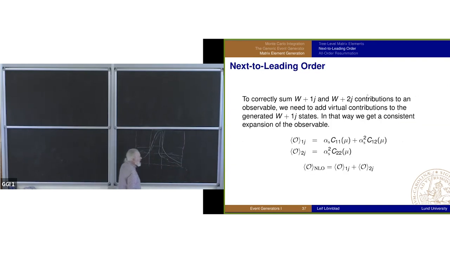And to do it properly, if you want a true next to leading order calculation, you don't only add the two jet contribution, but you also add the loop contribution to the one jet. So you have a proper expansion also for the one jet in a series of alpha s that you truncate at alpha s squared.